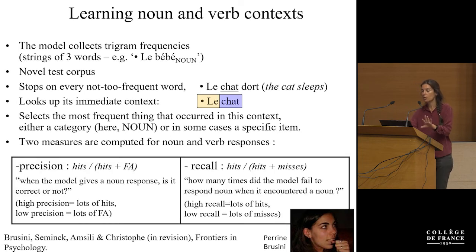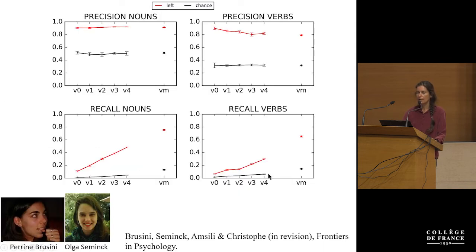So there are 2 measures which are really classic. So precision is the number of hits. A hit is whenever the model thinks it is a noun, and it is really a noun, divided by the total number of hits plus false alarms. A false alarm is when you think it is a noun, but really it is not. And recall is hits divided by hits plus misses. A miss is whenever there is a noun and you don't find it, okay? So I'll show you the results right away.